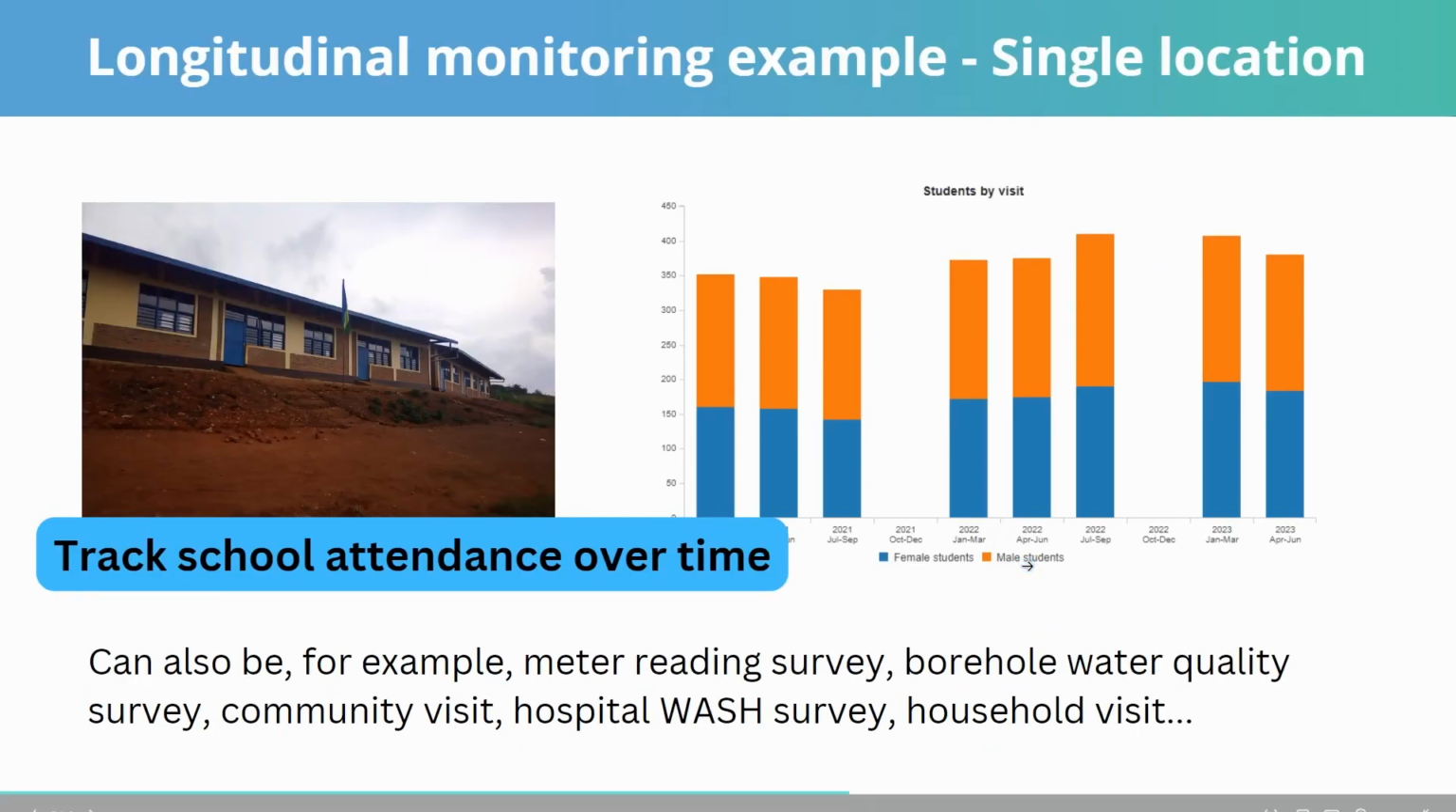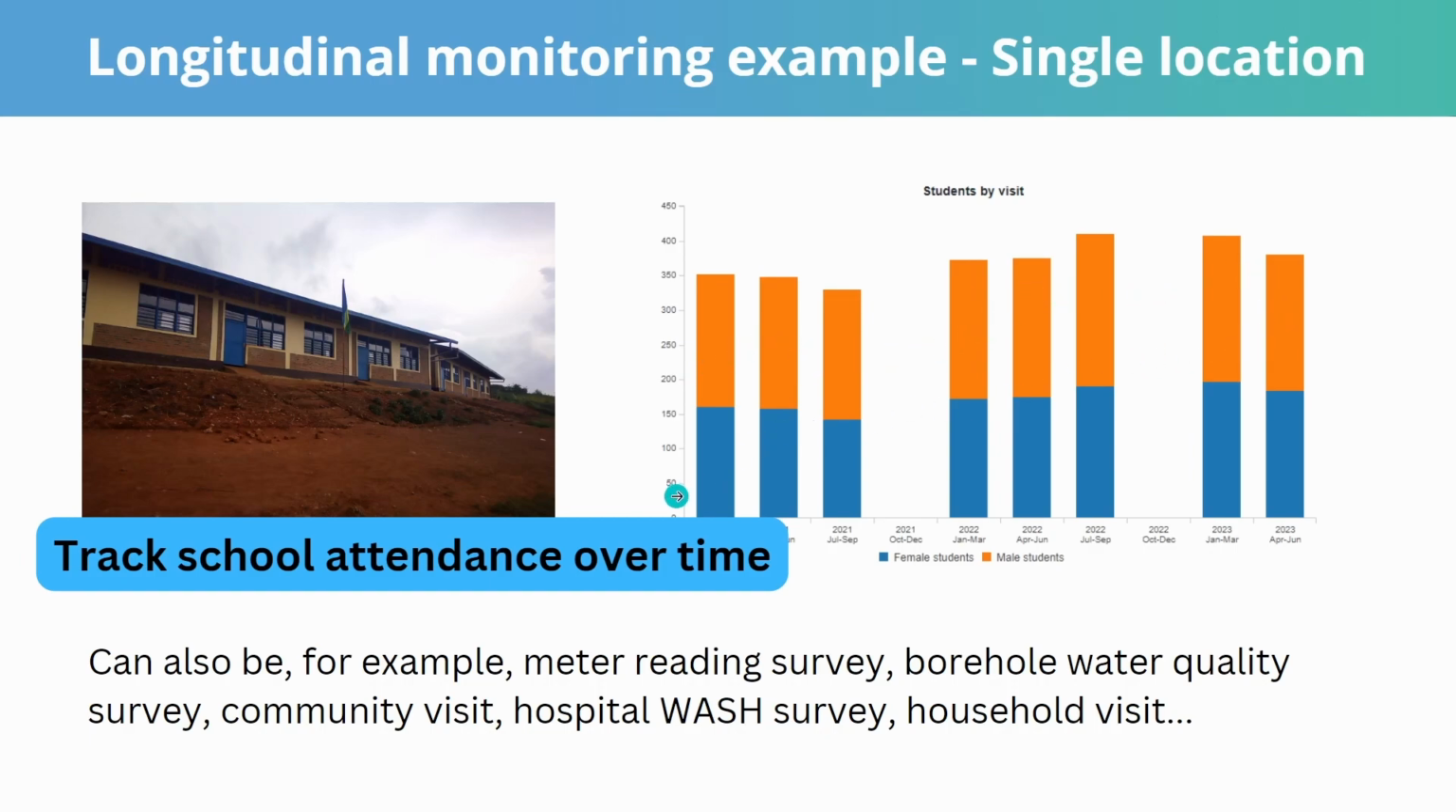So here's a simple example of longitudinal data monitoring in mWater. You can track, for example, school attendance over time. So you can create this school site and then do these survey visits, fill out surveys maybe every few months. And then here we see this visualized also in mWater by this attendance of female students compared to male students.